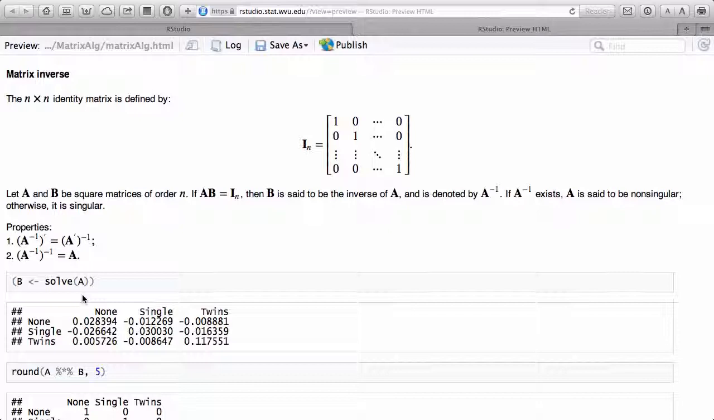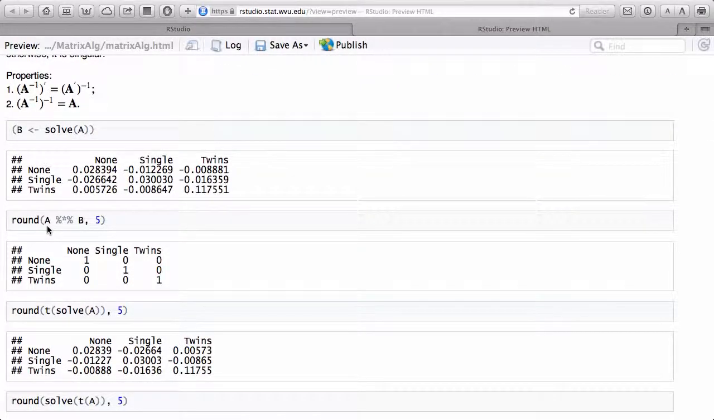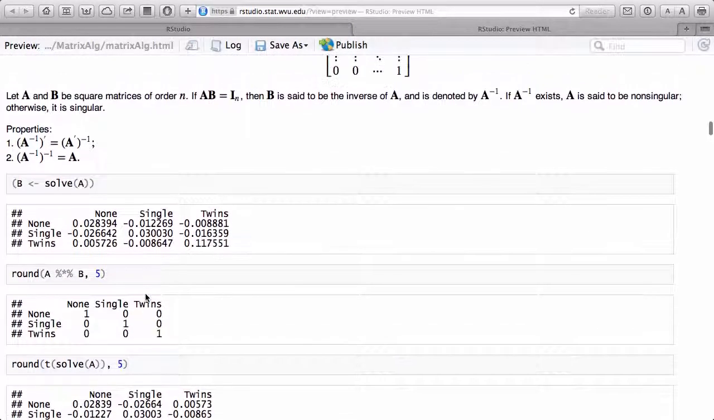And just to prove to you that solve of A is B, so B is A inverse, if that's true, then I should be able to multiply A. Notice I'm matrix multiplying A times B, and that's the identity matrix. So in fact, it is the inverse. So this is the way you do it in R.